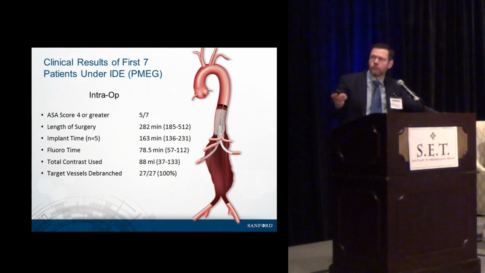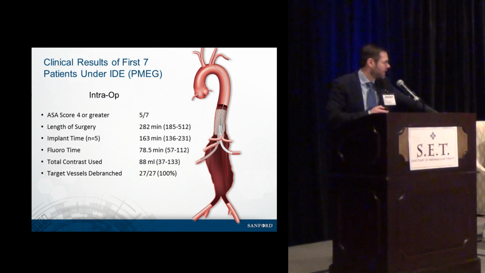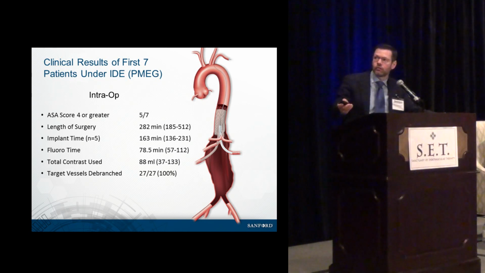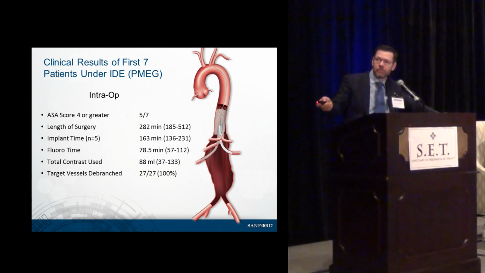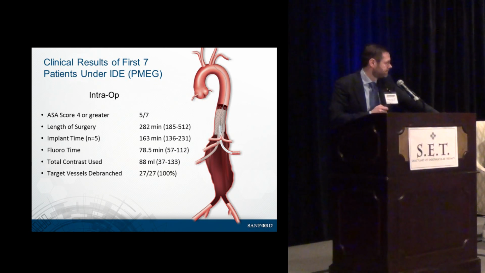And again, it's that proximal deployment, endo bypass. You can see that we still provide unimpeded flow while we're working. This is the length of surgery. The surgery length obviously has gotten quite a bit shorter. Intraoperative time, blood loss, fluoro time all have gone down. Total contrast use has dropped significantly as well. And of the 27 potential limbs that could be endobranched, we're able to endobranch all 27.